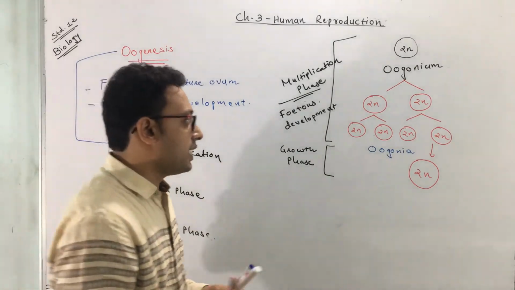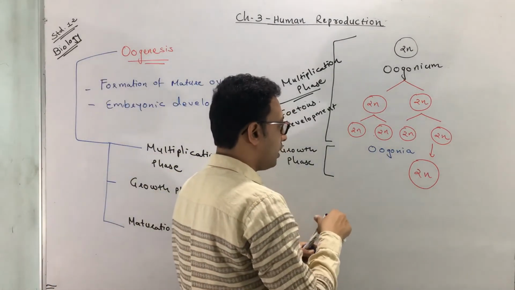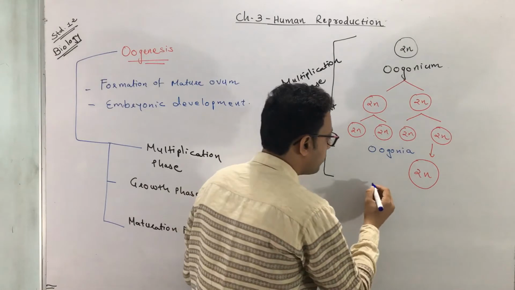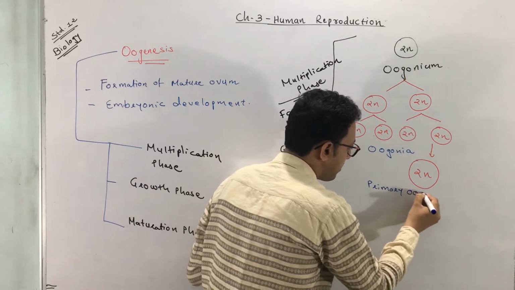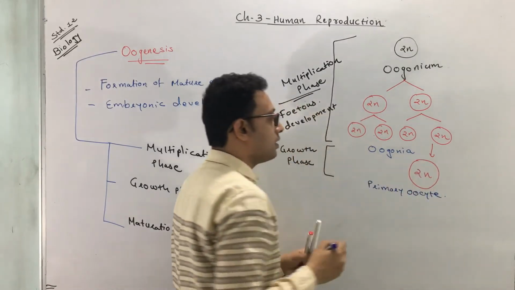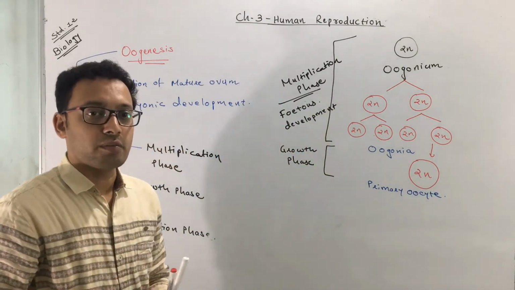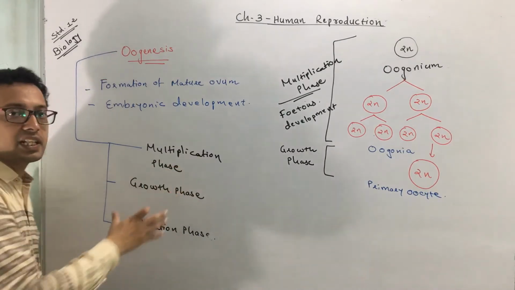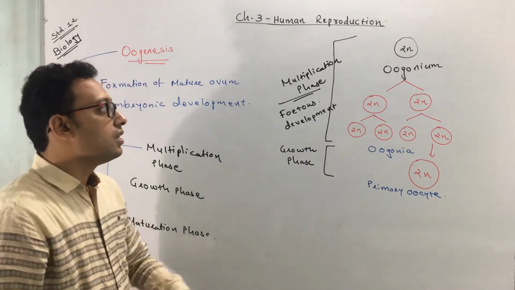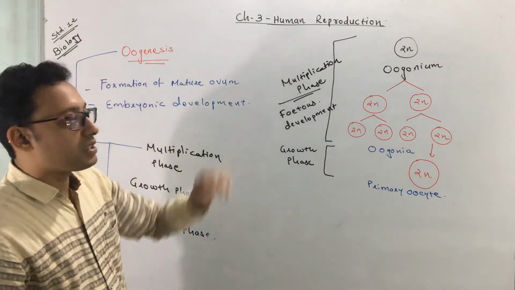Okay, and the cell which is going to be formed is called the primary oocyte. What is it called? Primary oocyte. Thus the primary oocyte is going to be formed. So we have finished the first two phases, the multiplication phase and the second one, the growth phase. What happens in the multiplication phase?